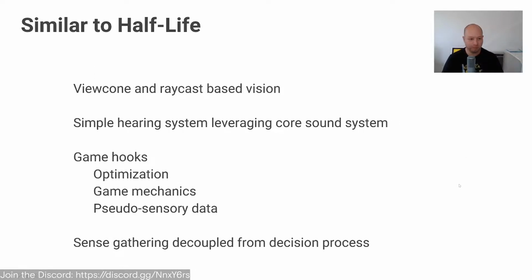So similar to Half-Life, right, what we need is view cone based raycast vision. This is for Half-Life. We have a simple hearing system, and we have these hooks in the games around optimization mechanics and the pseudo-sensory data, and we can do sensory gathering decoupled from the decision process, meaning we're sensing, but that's unrelated to the way we're making decisions, and decisions are unrelated to the way that we're sensing the world. So they're two separate systems, but obviously they interplay very closely.